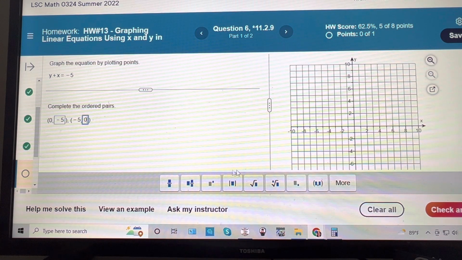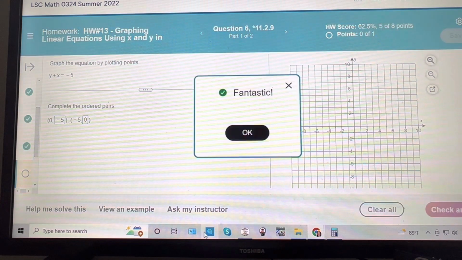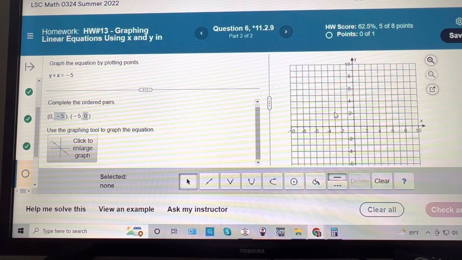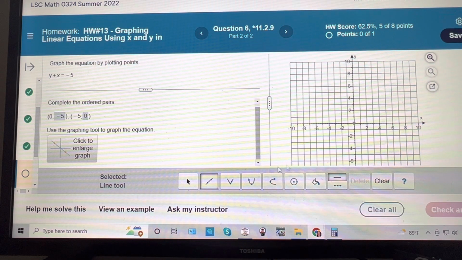So then, I guess we have to check that first. And now you click anywhere on the graph, click the line tool. 0, negative 5 is down 5. Negative 5, 0 is left 5.